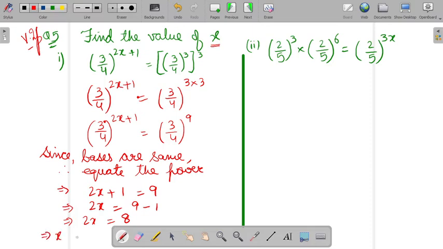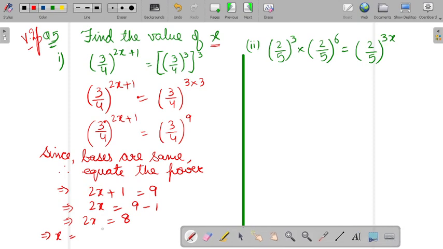What should be next step? How will you find out? X equal 8 upon 2. Cancel it. So it means that x would be 4. X is 4 as an answer. So the value of x is 4 here. Second part.